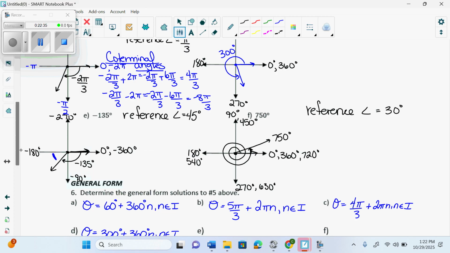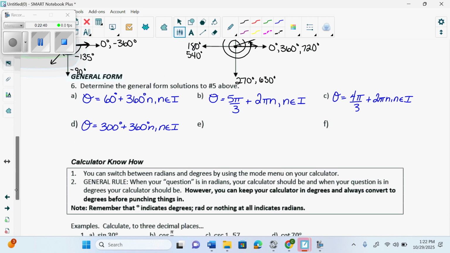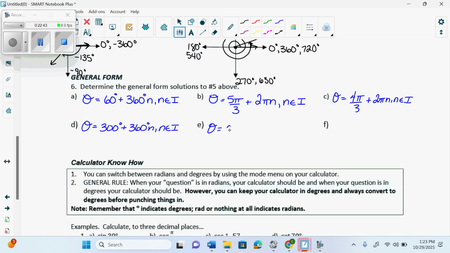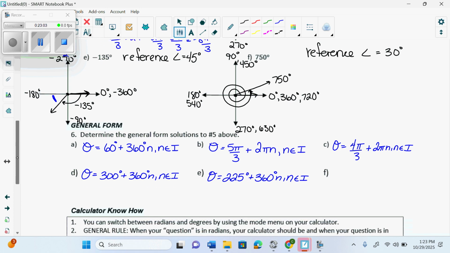E, the negative 135 is too small. If I add 360 to it, I get 225, right? So I'm going to use the 225. So I'm going to go theta equals 225 degrees plus 360 degrees n, n an element of the integers. And the last one is 750. The angle that falls between 0 and 360 is 30, right? So theta equals 30 degrees plus 360 degrees n, n an element of the integers.